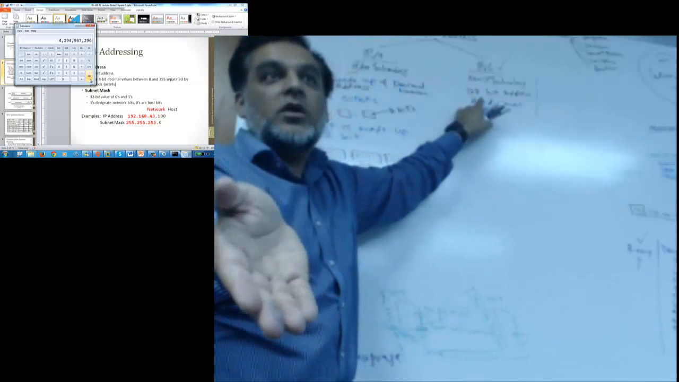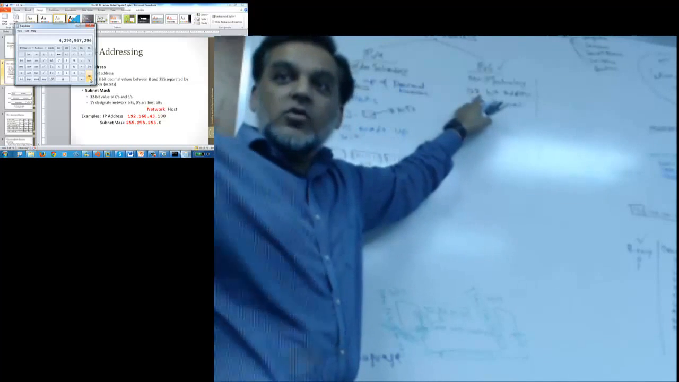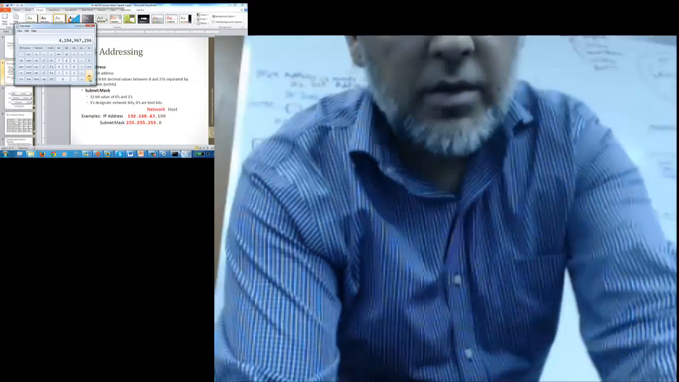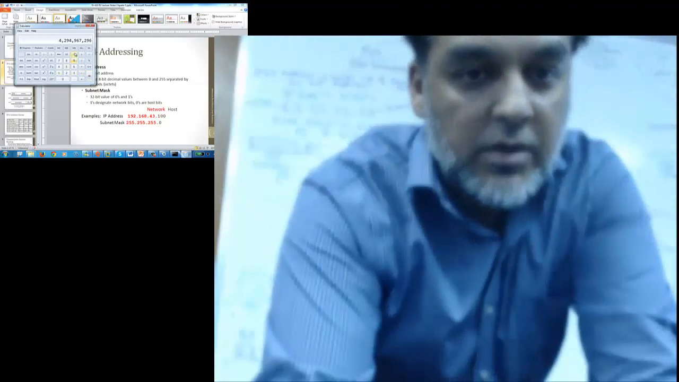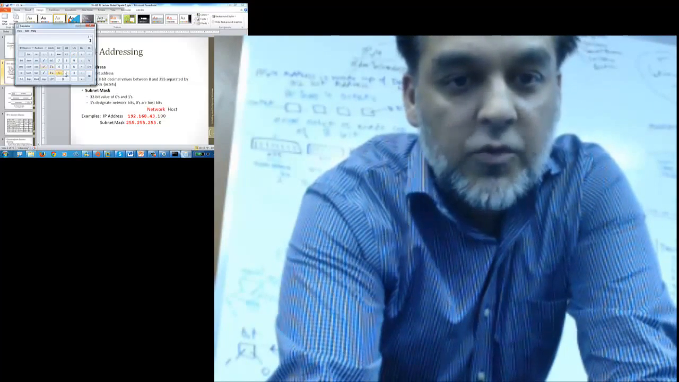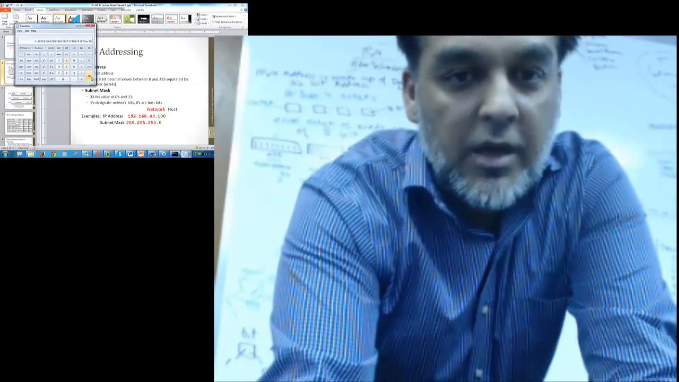Guys, a 128-bit scheme, you cannot even calculate it on a calculator. The calculator has to go into a plus and e sign. Let's try to do it here: 2 raised to the power 128. Some documents say it's an infinite number of IP addresses, but it's not infinite, it's a huge number of IP addresses.